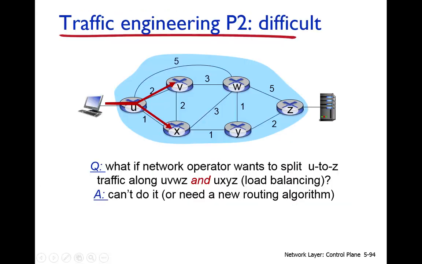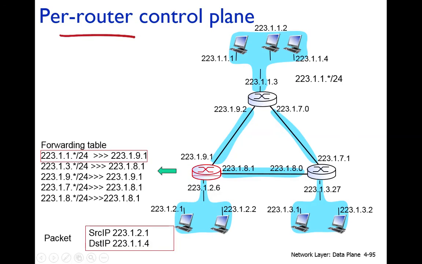So for this destination Z1, we have only this single path. So we cannot split this traffic so that half moves on this path and half on this path. We can achieve it, but for this purpose we would use a multipath routing algorithm, and that is difficult and will incur extra overhead. But in SDN it is much easier.